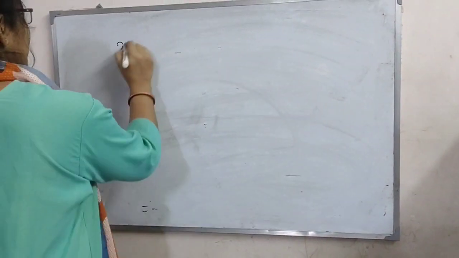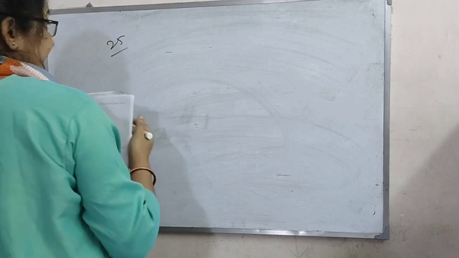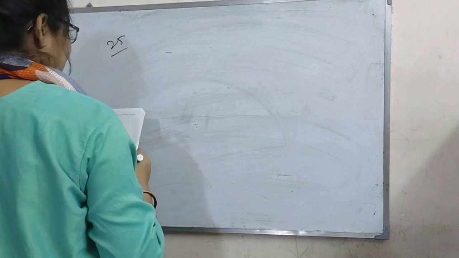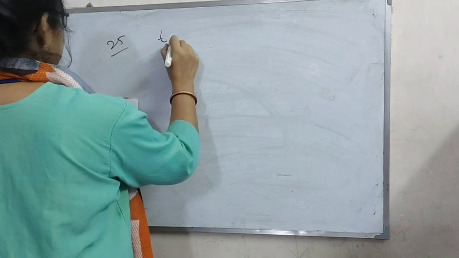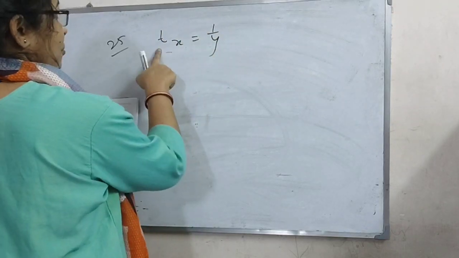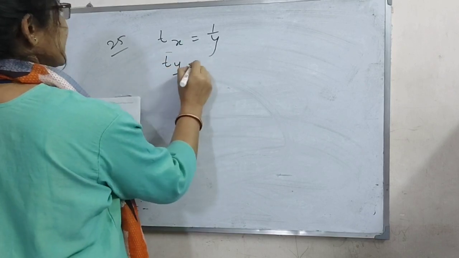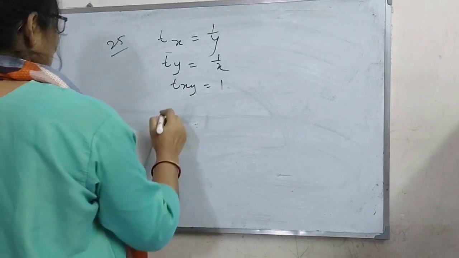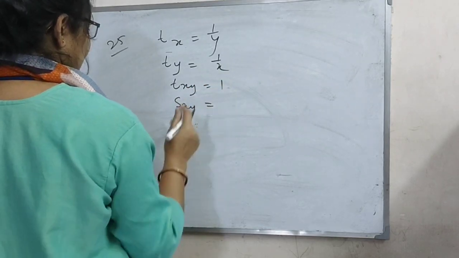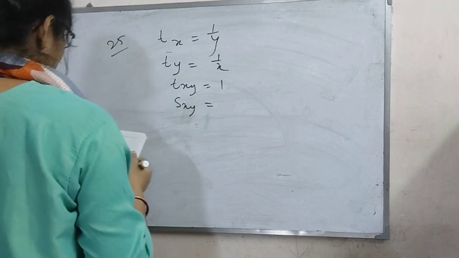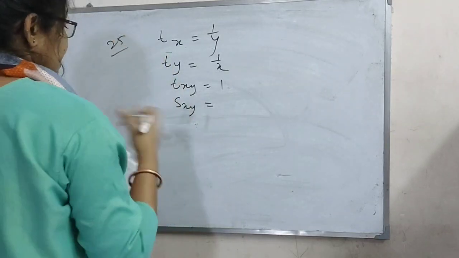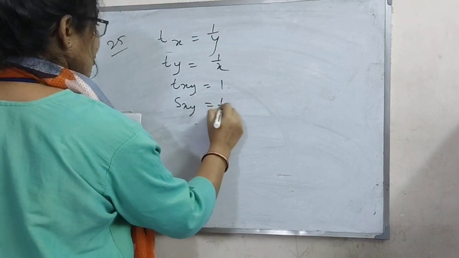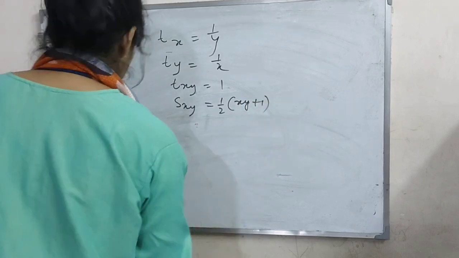If the xth term is 1 by y and the yth term is 1 by x of an AP, that means the xth term is 1 by y, the yth term is 1 by x, and the xyth term is equal to 1. We have to prove that the summation of xy terms is equal to half of xy plus 1.